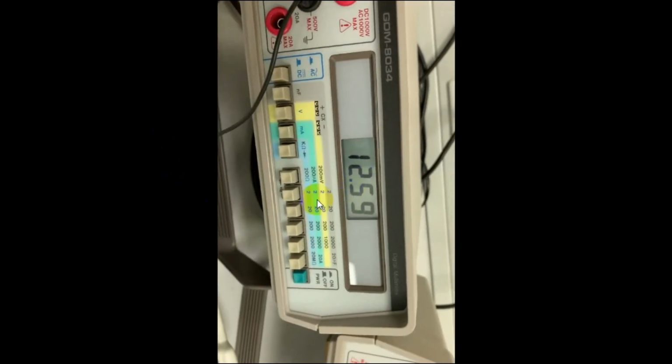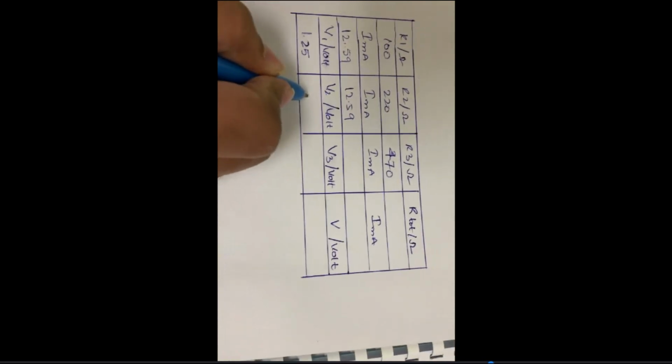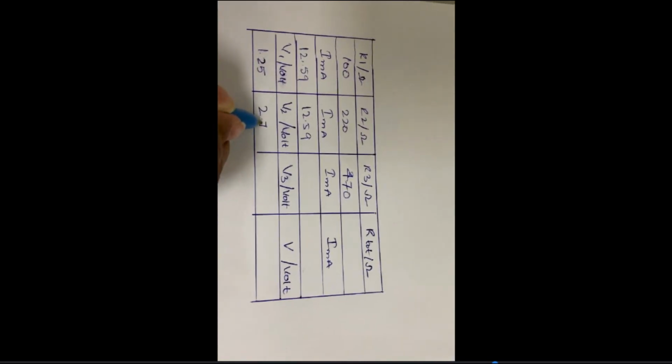Now you can see the current is the same. In this scenario the current is the same, but the voltage is changing. The current is 12.59, the same, because in series the current will not change. So now the voltage drop across each resistance is different. R1 is 1.59, and this one is 2 point something.